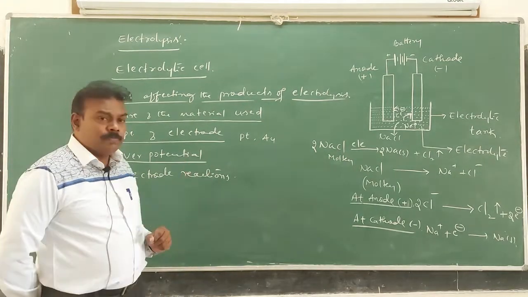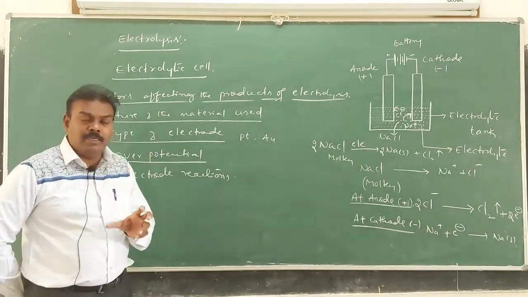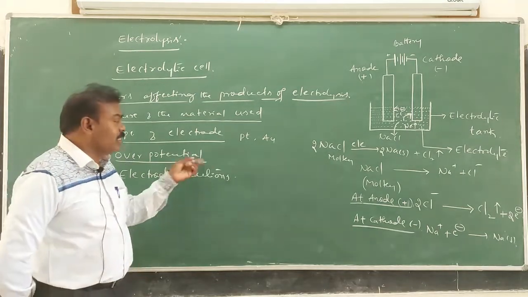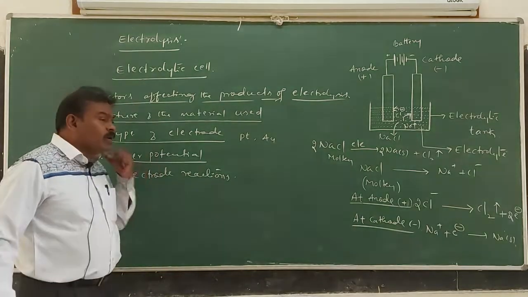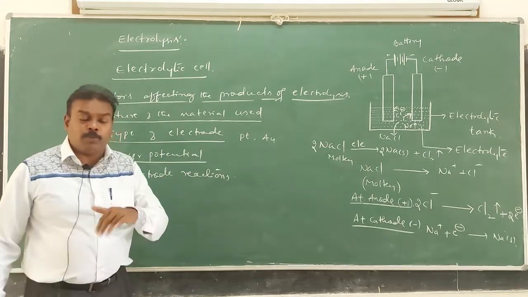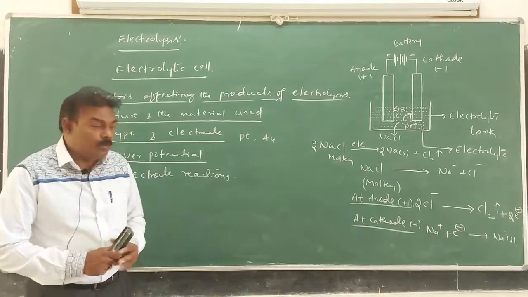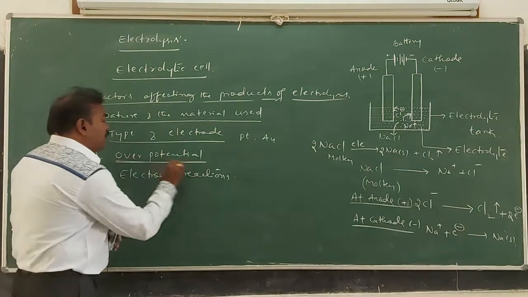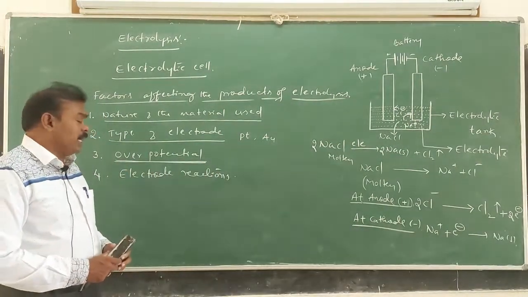In that way, during the electrolysis process, they require some extra voltage, some extra potential than their theoretical value of the potential. That is called over potential or over voltage. If we do not supply the over potential, the product will be different from the normal theoretical value of their potential. Hence, this is one of the factors on which the products of electrolysis depend.